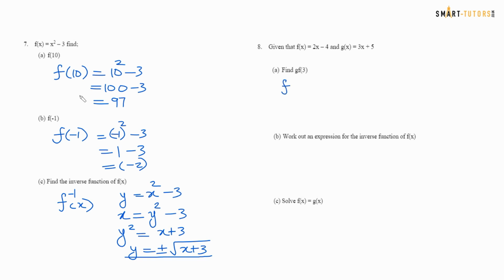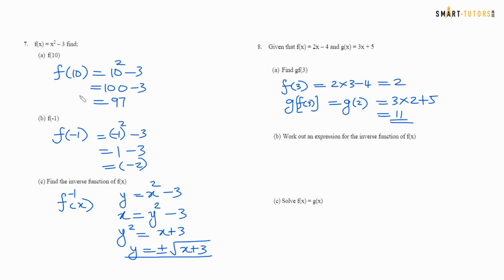Right, first of all, I'm going to find out what is f(3). f(3) is 2 times 3 minus 4. So 2 times 3 is 6, minus 4 is 2. So f(3) is 2, which means gf(3) equals g of f(3), we already found out 2. So g(2). So g(2) is 3 times 2 plus 5. 3 times 2 is 6, plus 5 is 11.